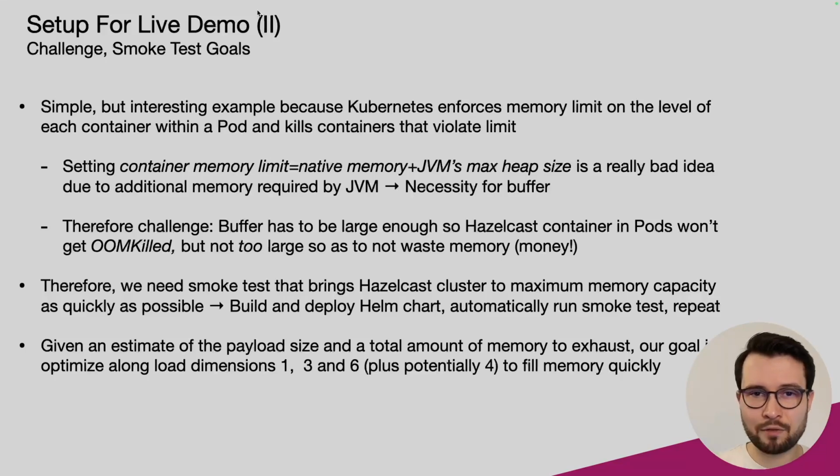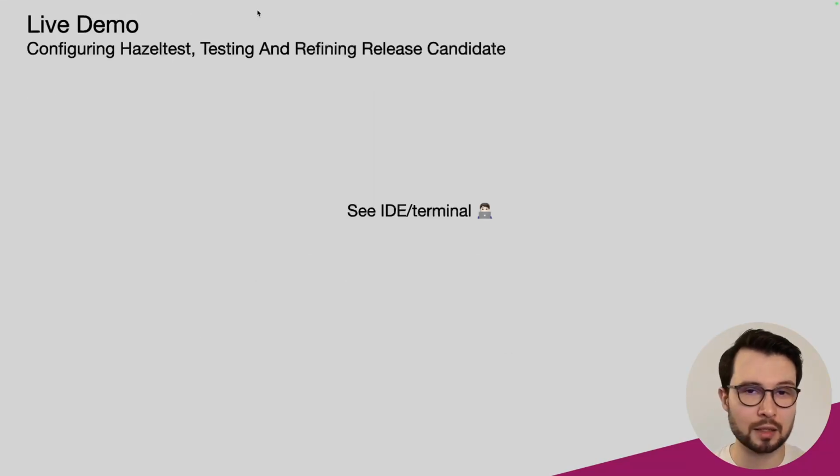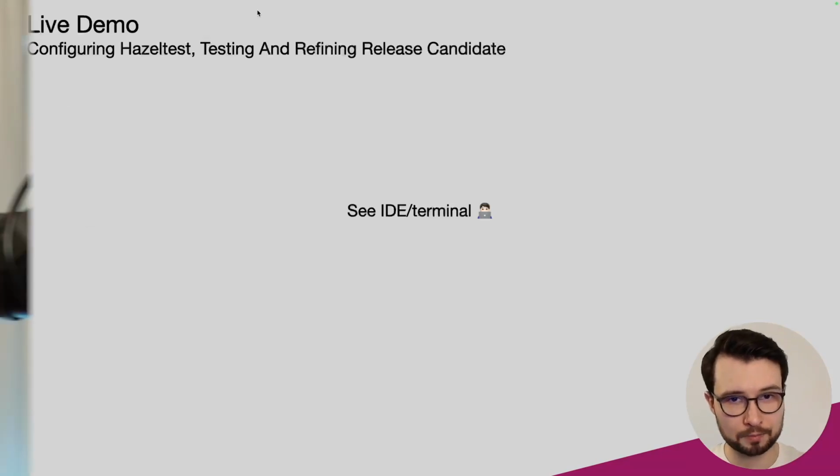If that is insufficient to create load quickly enough so the smoke test is reasonably short, then at first we'll try to scale out horizontally, that is, adjust load dimension number 4, the number of clients. And if even that is insufficient to fill the memory quickly enough, then we'll have to deviate from that payload size estimation and also optimize along load dimension 2. So let's see what the live demo has in store for us. And as always, we're going to switch to the IDE/terminal in order to do that.